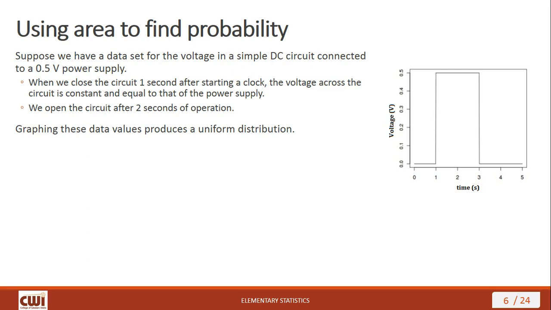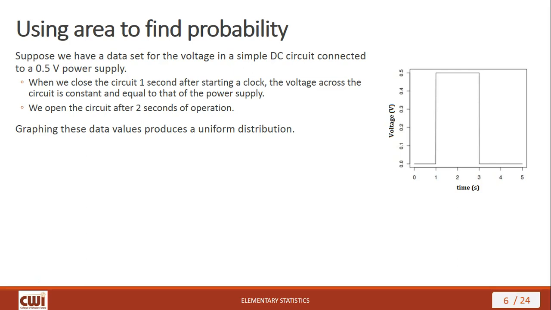So it's going to be equal to that of the power supply for as long as we leave the circuit on. So 1 second after we start the clock, we throw the switch, power flows through the circuit, we get a voltage readout, and then 2 seconds later, we're going to open the circuit, so now there's no more current flowing, and we therefore do not have a potential difference. So we get a graph that looks like what you see here on the right side of the screen.